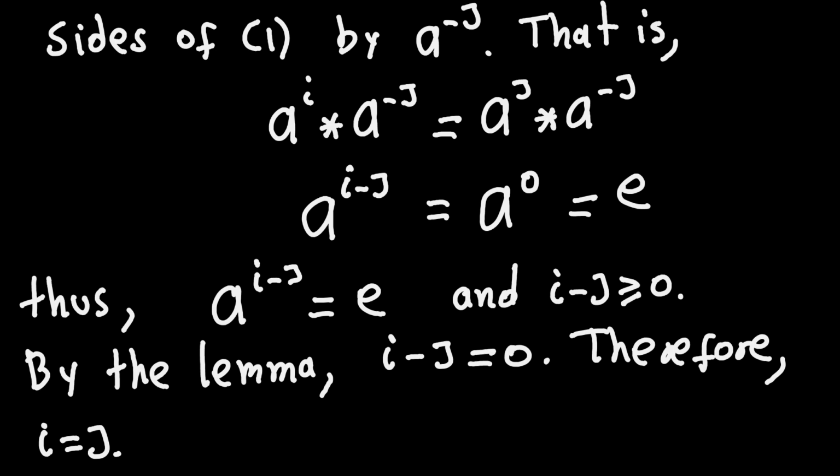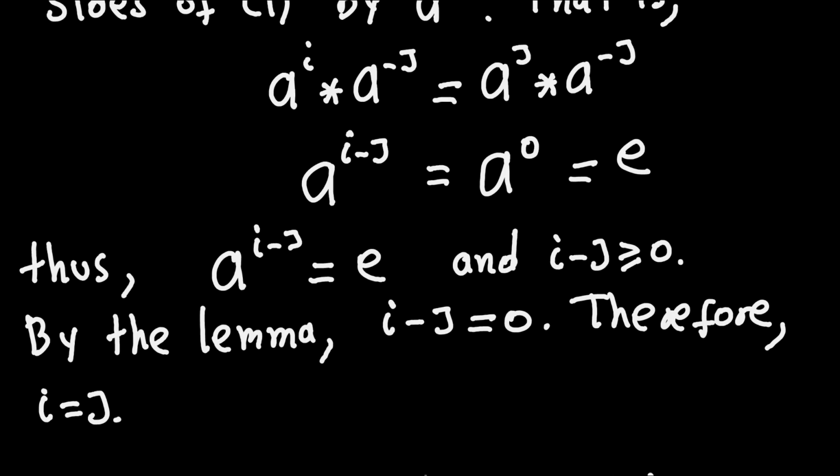If you recall the lemma we proved, when we have an element of infinite order, which is the case here, A has infinite order, and a natural power of that is the identity, which is the case, then I minus J is bigger than or equal to 0, and both of them are integers. So we have an integer that is bigger than or equal to 0.